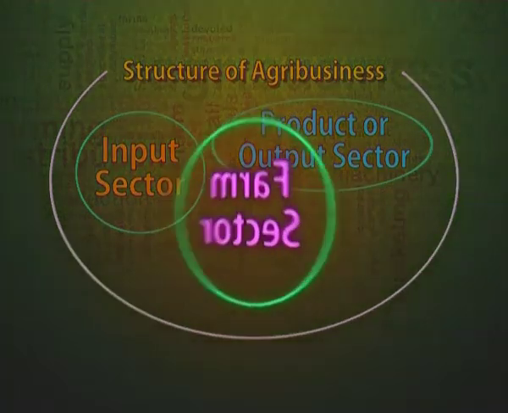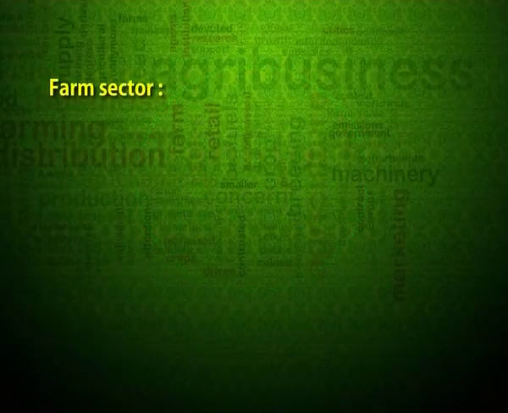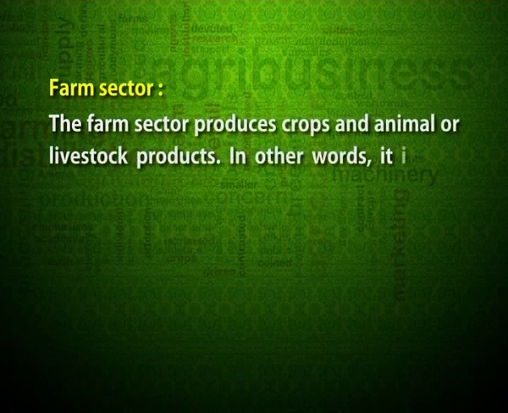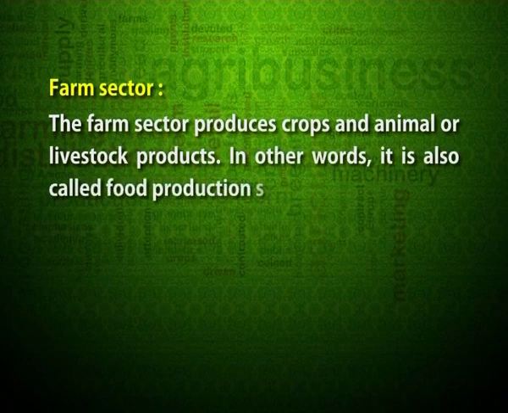The farm sector. The farm sector produces crops and animal or livestock products. In other words, it is also called the food production sector.